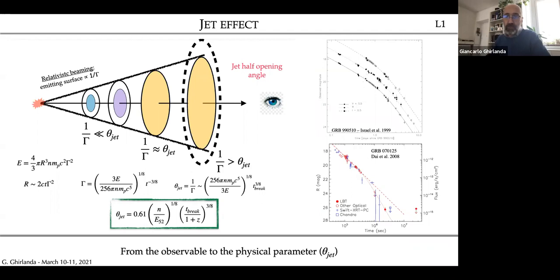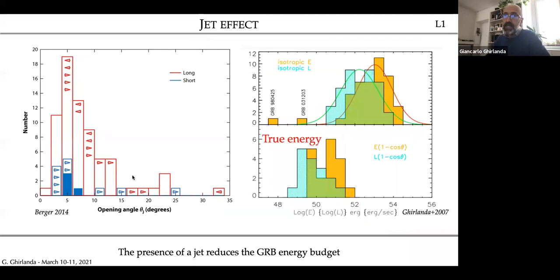Typical values of the break combined with the other observables allow us to derive the typical opening angle of GRBs. In this plot, I show you a comparison of the opening angles of GRBs for long and short GRBs. Now, there is clearly a great difference in number, because we have many more measurements of the opening angle for long GRBs and very few for short GRBs.